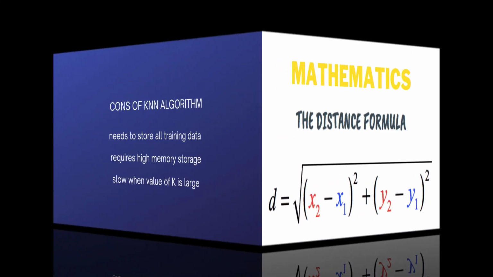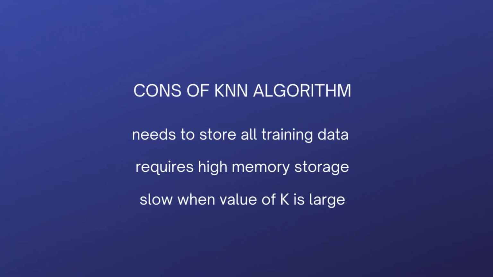There are some cons of using the KNN algorithm for every classification problem as well. It is computationally a bit expensive algorithm because it needs to store all the training data. High memory storage is required as compared to other supervised learning algorithms. Prediction is slow in case of a large value of k.